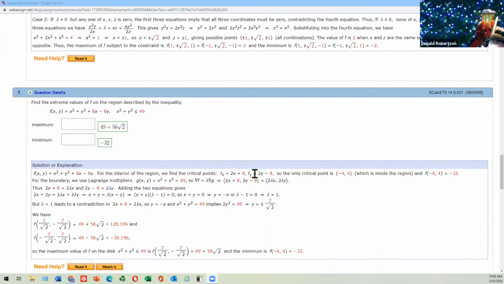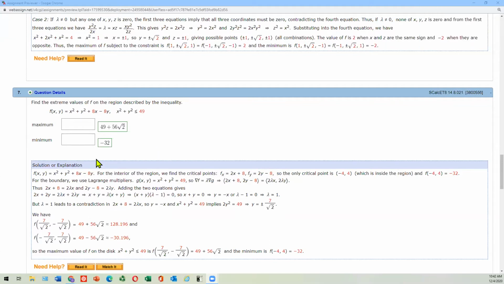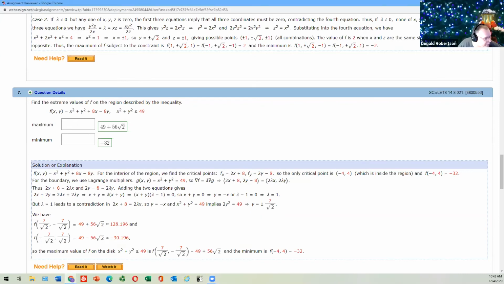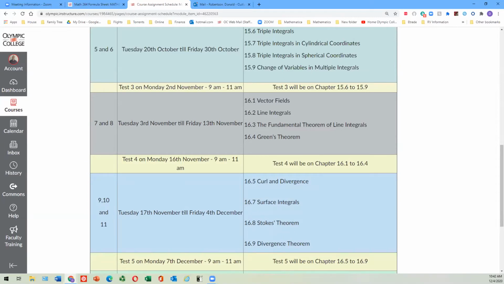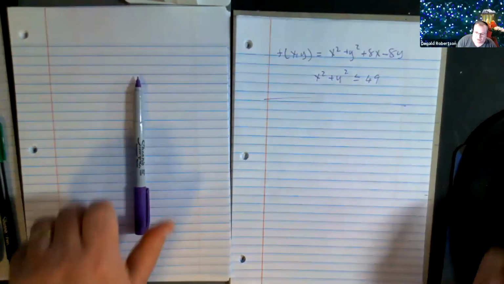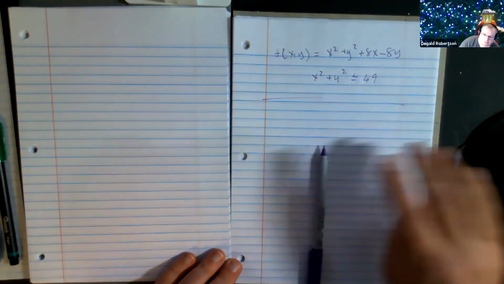So I'm doing a classic polynomial, x squared plus y squared, add 8x, take away 8y, and they do an x squared plus y squared less than or equal to 49. And the way that they set down the solution is not the way I would do it. It would work, but it wouldn't be the way I would do it. Let's set up the puzzle. Okay, so at least I know I've got a question that's going to work, right?